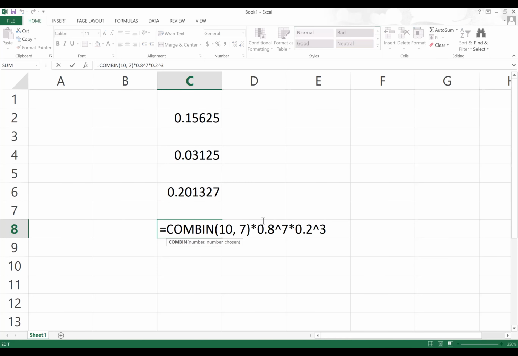Okay, so using the combination formula, it's quicker. You don't have to perform any operation in the original question. We do not want to do that.